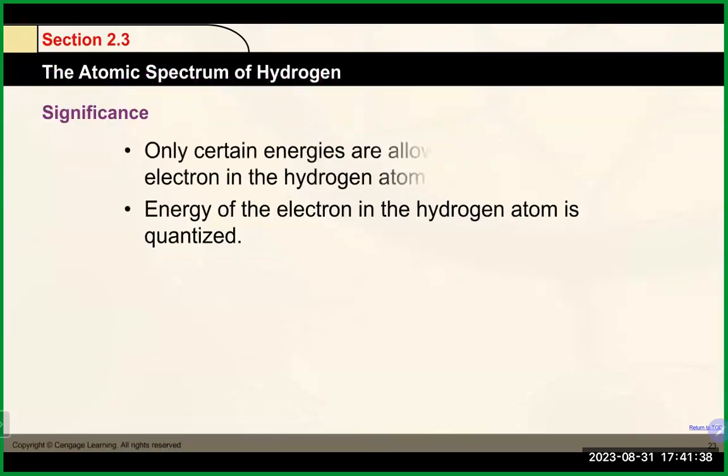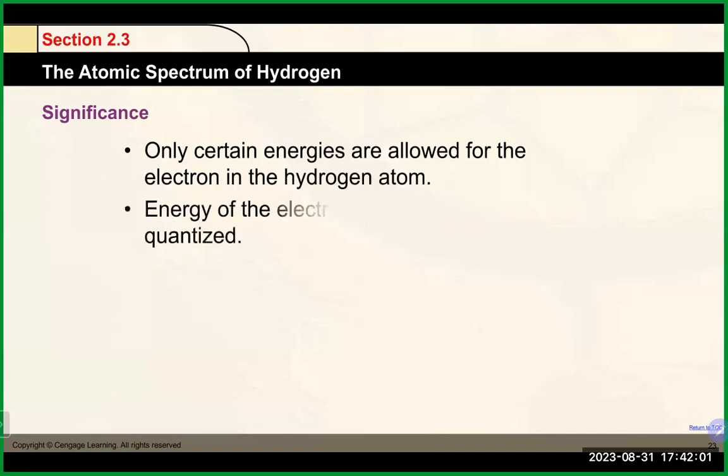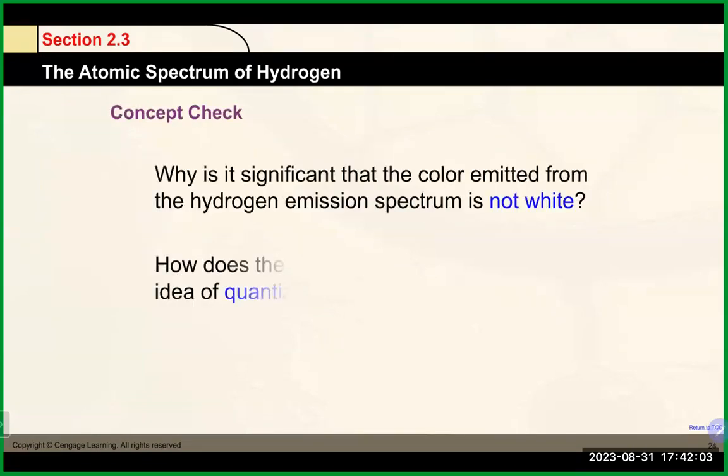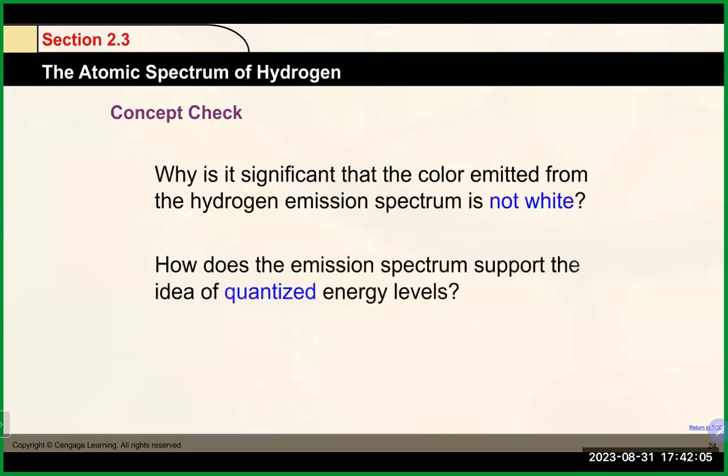So the significance of this idea of energy is that only certain energies are allowed for an electron in the hydrogen atom. The hydrogen atom is quantized, which is why we see those distinct lines coming off. Otherwise, if it was continuous, you would pretty much see a nice rainbow, with everything coming off all at once. And that's what we see with the white light.